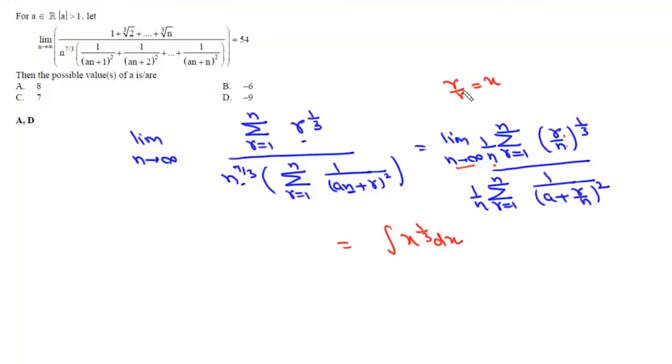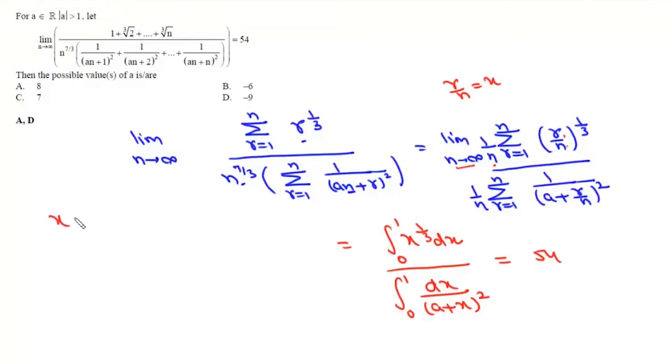Now when r is 1, it is 1 by n, and 1 by n is 1 by infinity, 0, and the upper limit is n by n, which is 1, and for this also we can write this integral from 0 to 1 dx upon (a plus x) whole square, and it is given that it is equal to 54.